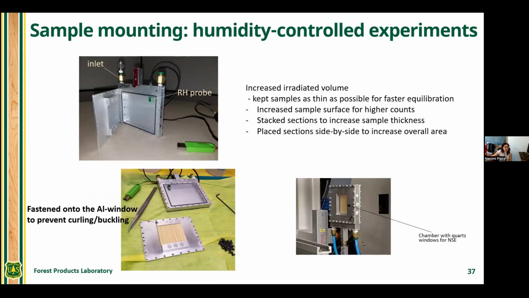So typically samples are mounted inside the cell. These are 0.3 millimeters thick latewood samples that are fastened using this aluminum sheet. So you can see little screws there.